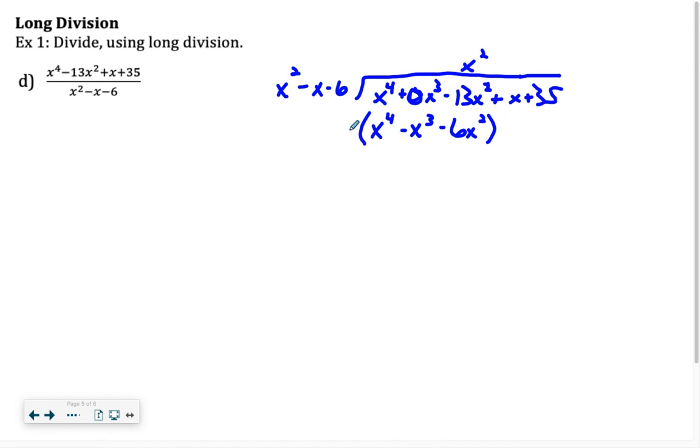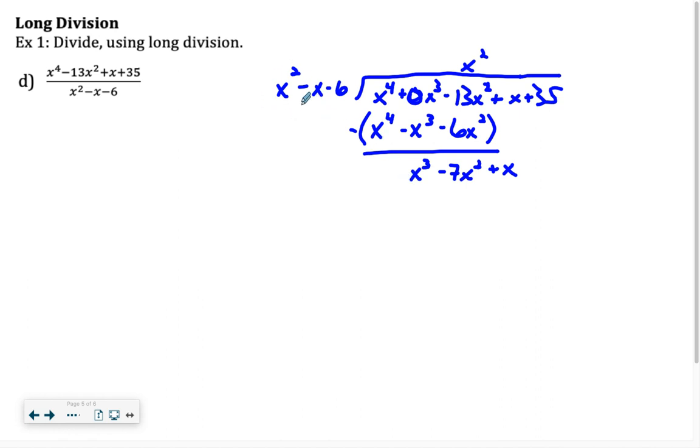And subtract. So these cancel. 0 minus negative 1 would be 0 plus 1, so that'll be 1x cubed. And negative 13 minus negative 6 would be negative 13 plus 6, so minus 7x squared, and bring the next term straight down, so plus x.